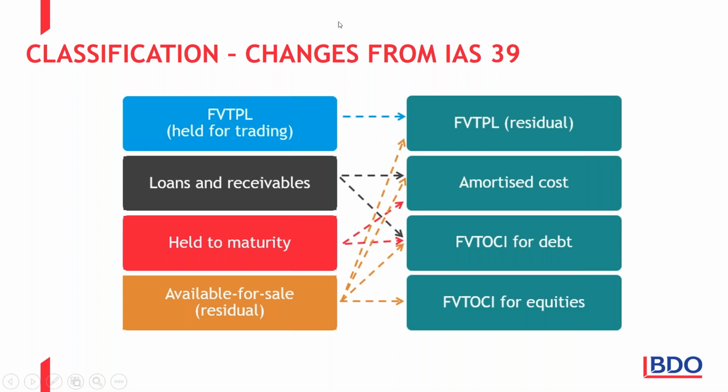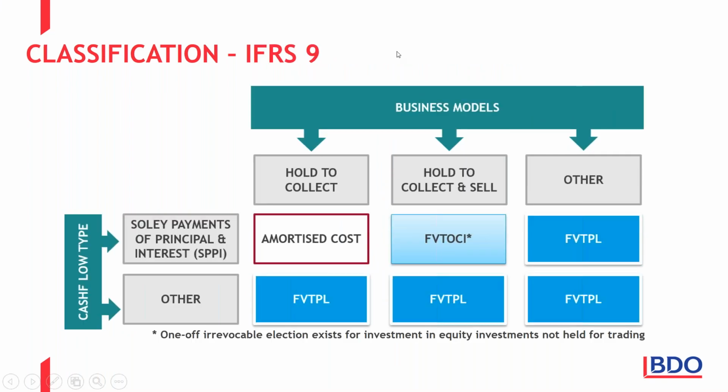So the key thing around classification, or the key changes around classification, has been around financial assets. A different way to look at that classification, or how to determine what the appropriate classification could be, there's 2 angles. First of all, we'll look at the cash flow type. And we talk about the SPPI test, solely payments of principal and interest.